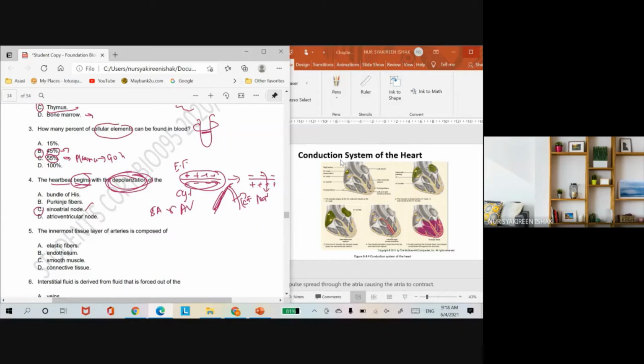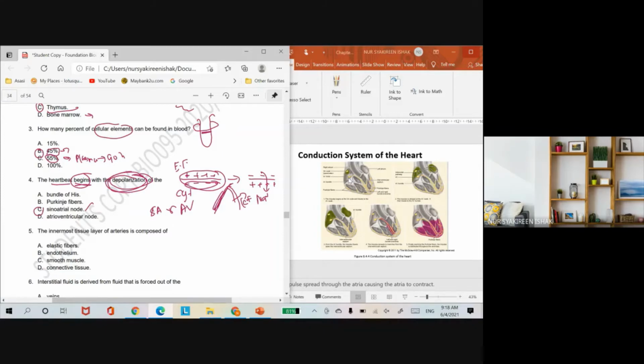But for the blood coming from the lower part of your body, it will enter back into the right atrium through the inferior vena cava. So the SA node is also known as the pacemaker, and you have here the AV node.